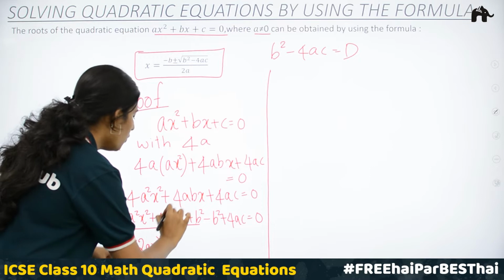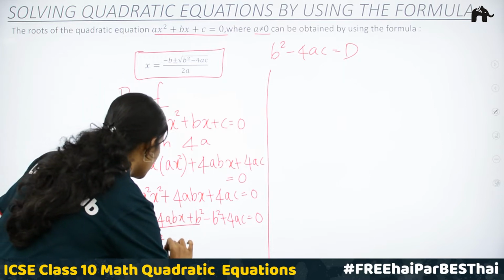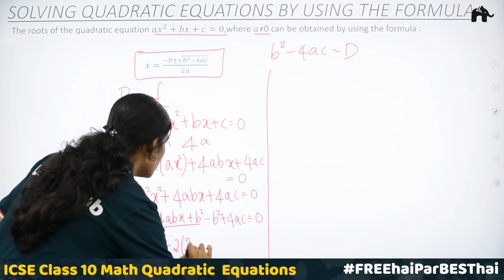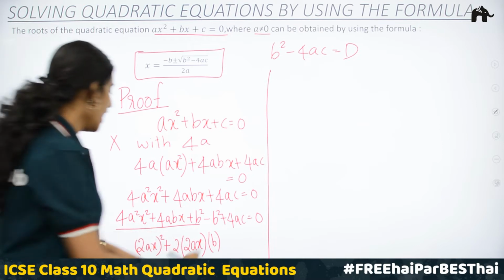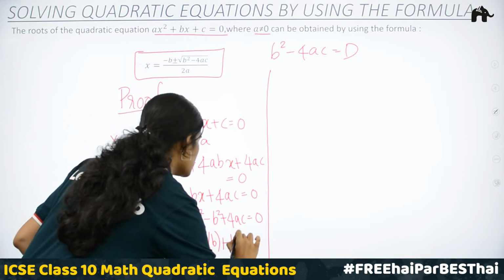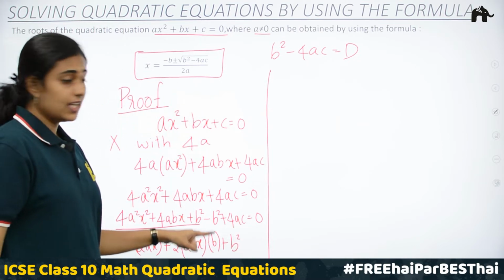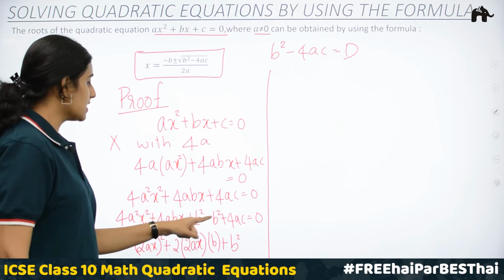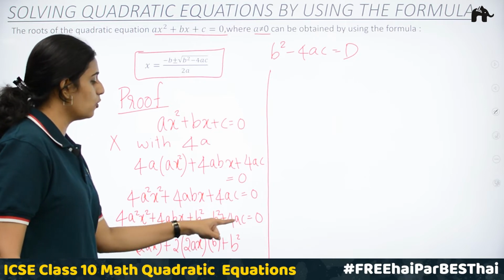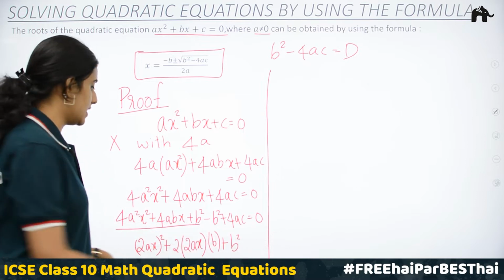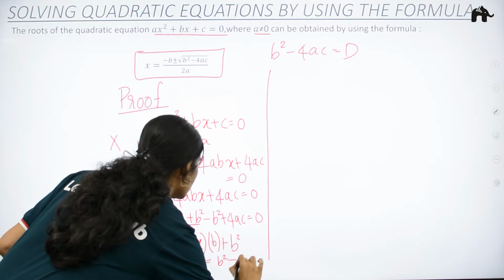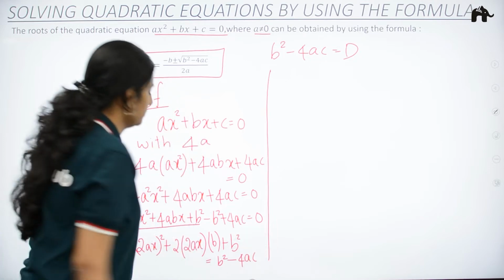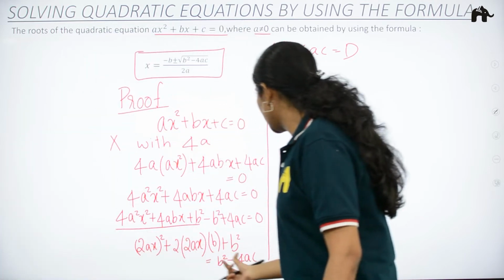Then 4abx can be written as 2 into 2ax into b. And we have this b square. Now the remaining terms, that is minus b square plus 4ac, I am taking to the opposite side. It becomes b square minus 4ac. Okay, b square minus 4ac.